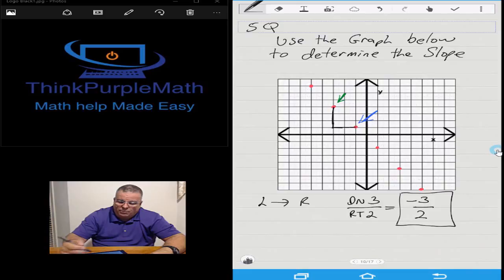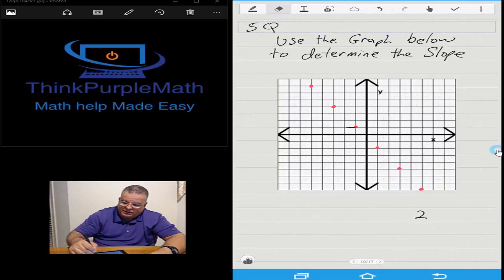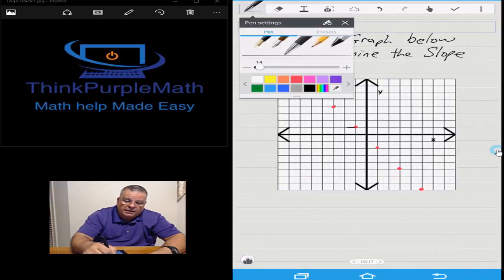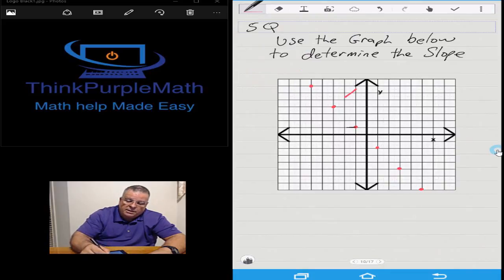If you pick any other points, you could also get the same answer. In fact, we'll go ahead and demonstrate that by erasing just a little bit of this. This time, we know it's negative 3 over 2. That we know. So there's no confusion. And now we're going to pick 2 different points. This time, I'll go red again. I'm going to use this point here, and I'm going to go down to this point here.